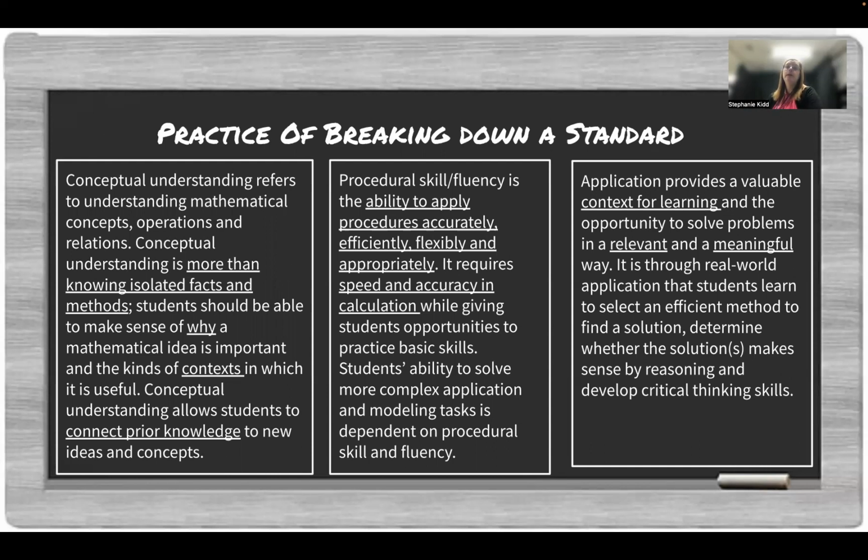Now, we're also going to look at whether that standard is procedural skill or fluency. And it's the ability to apply procedures accurately, efficiently, flexibly, and appropriately. And we're going to build this into, again, speed and accuracy in calculations. Now, this has to be while given opportunities to practice.